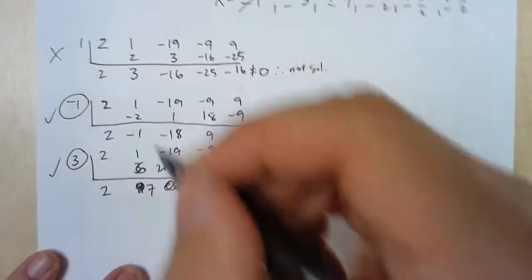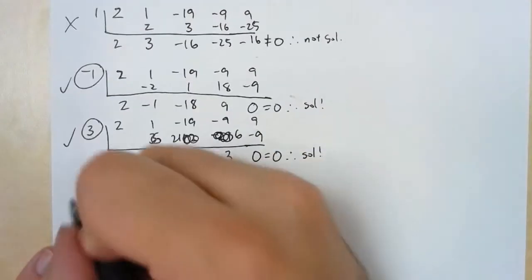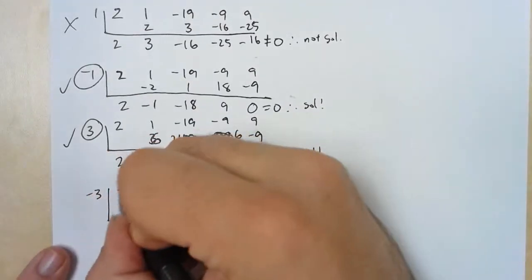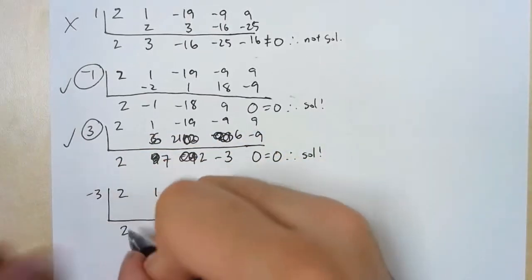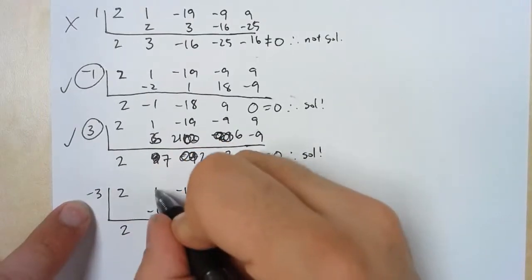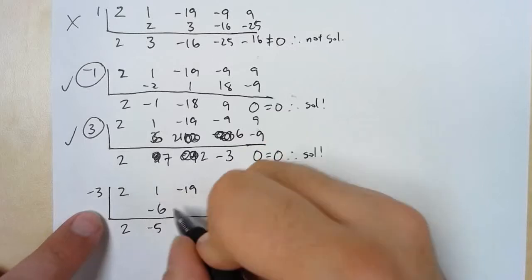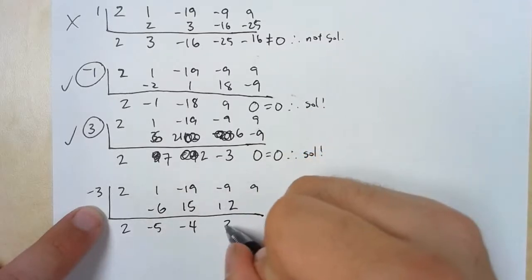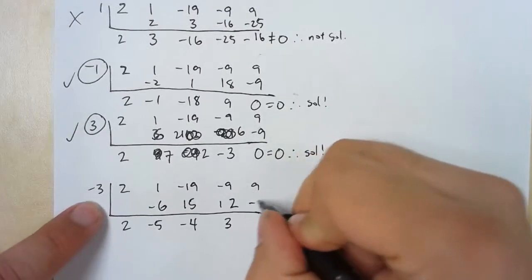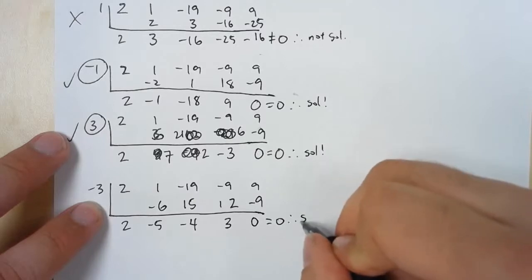Okay, so that says 3 is the solution. So we tried positive 3. I guess we'll try negative 3 next. 2, 1, negative 19, negative 9, 9. 2 times negative 3 is negative 6, plus 1, negative 5, times negative 3 is positive 15, plus negative 9 is 6... negative 9 plus 12 is 3. 3 times negative 3 is negative 9. Negative 9 plus 9 is 0, which means it is a solution.